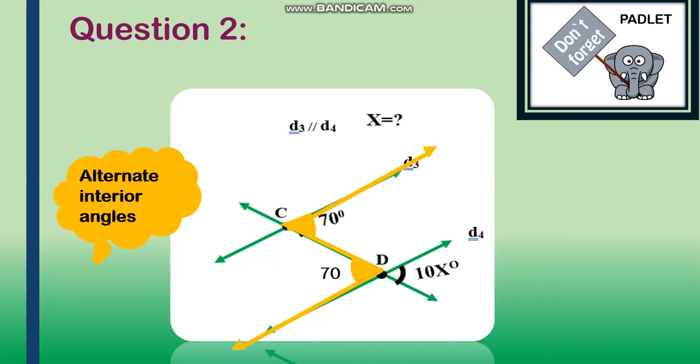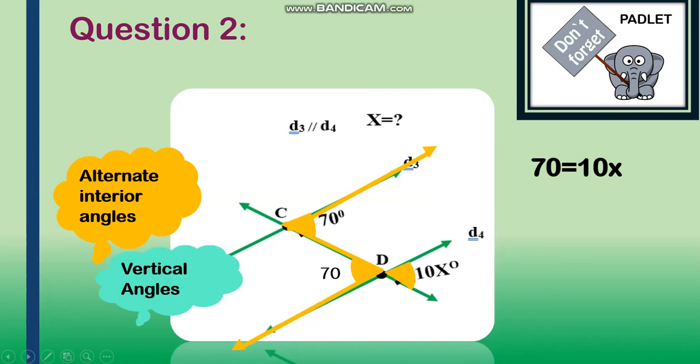But what are you seeing now? Yes, this angle is 70 and this angle is 10x, and we know that these angles are vertical angles. So 70 equals 10x, 7 equals x, and the answer is 7.